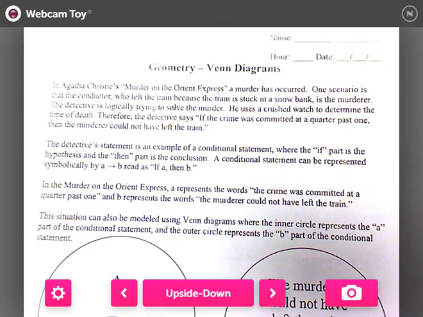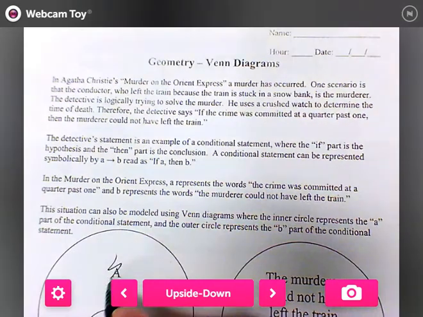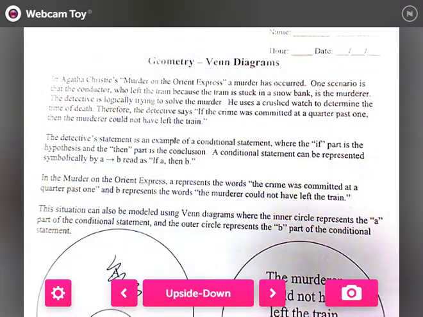The detective's statement is an example of a conditional statement, where the if part is the hypothesis and the then part is the conclusion. A conditional statement can be represented symbolically by A to B, reading if A, then B. In Murder on the Orient Express, A represents the words, a crime was committed at 1:15, and B represents the words, the murderer could not have left the train. The situation can also be modeled using a Venn diagram, where the inner circle represents the A part of the conditional statement, and the outer circle represents the B part.